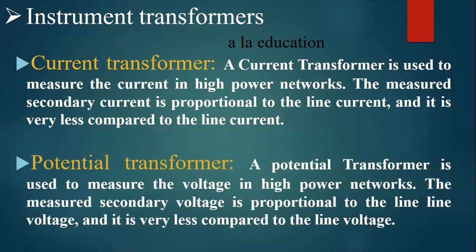Now you see potential transformer. Potential transformer is used to measure the voltage. A potential transformer is used to measure the voltage in high power networks. The measured voltage is proportional to the line voltage and is very less compared to the line voltage. So it is very clear. Current transformer is used to measure the line current and potential transformer is used to measure the line voltages.